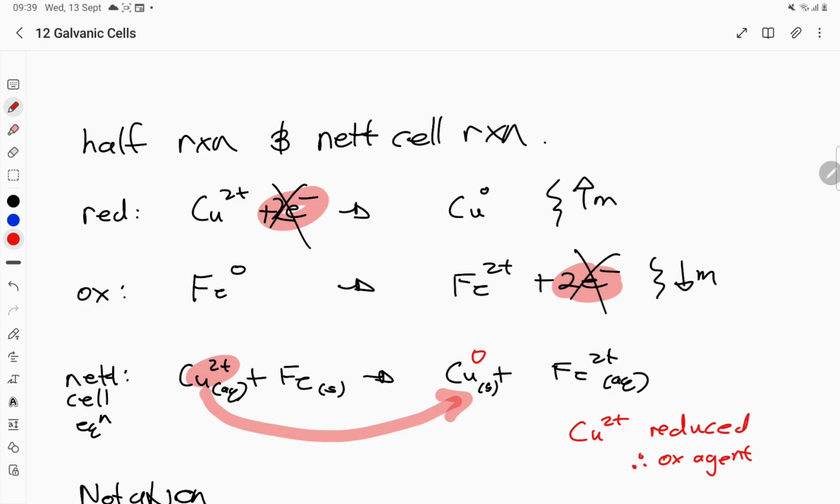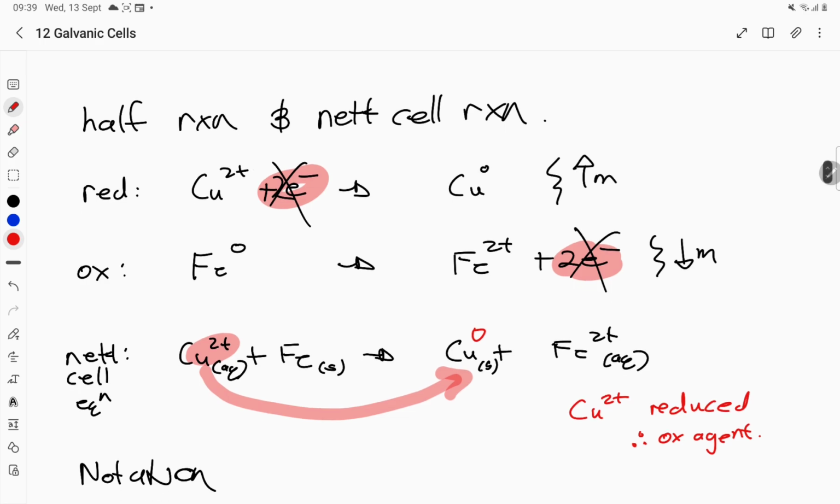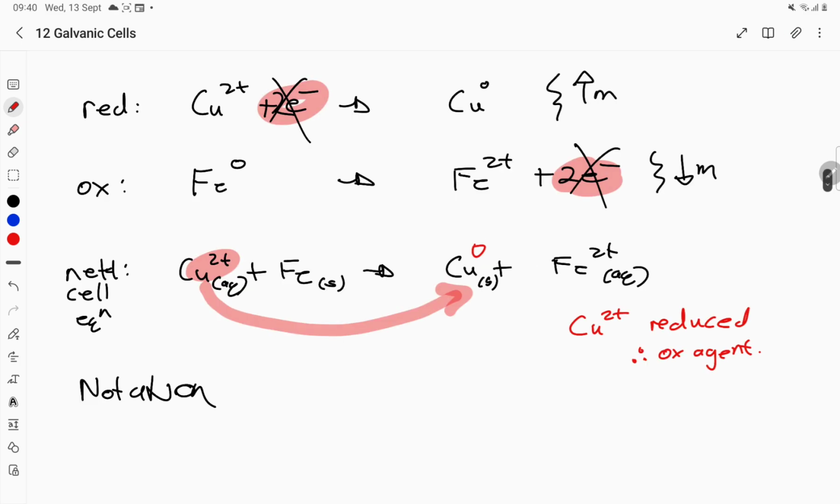You guys remember from grade 11, it's very important to maybe go over that again by yourself. It's very important. And same for iron, not the same, but iron is being oxidized from Fe0 to Fe2 plus. Therefore, Fe is a reducing agent, meaning it's causing the other thing to be reduced.